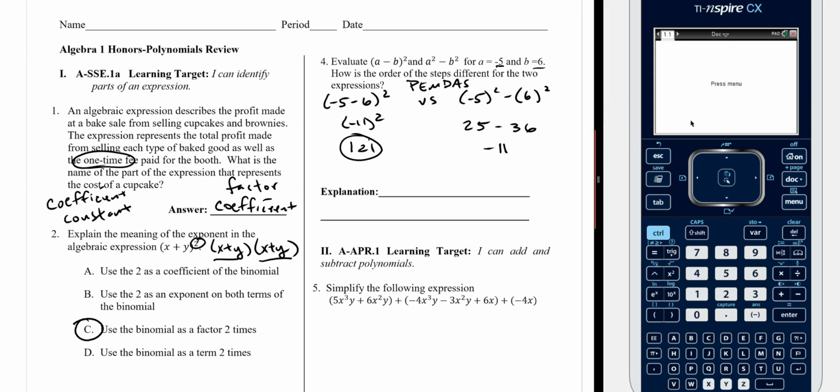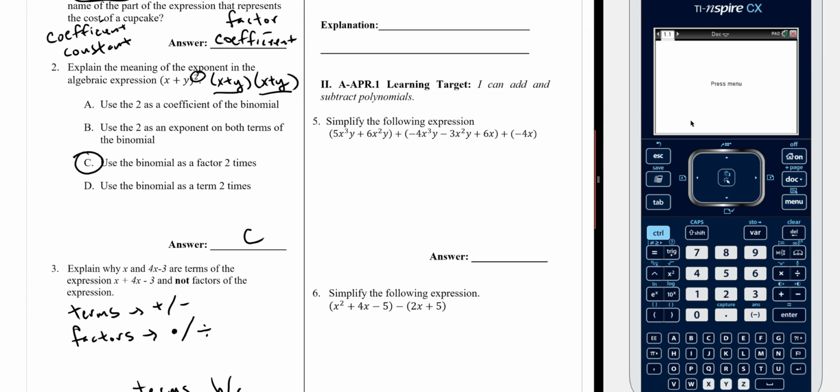So they're obviously different results, and it's because we're following order of operations: subtraction, then the exponent for the left-hand side, and exponent, then subtraction for the right-hand side.